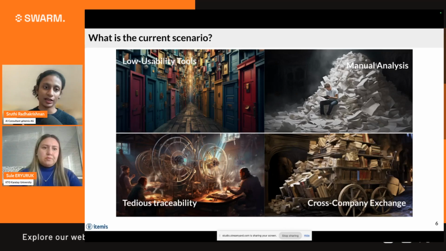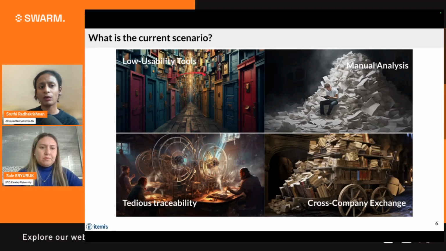So, how the current scenario looks like, even though traceability has been there for a long time, we have very low usability tools which are not adaptable to enforce or give an edge of using these traceability systems altogether. And there involves a lot of manual analysis. Basically, if you heard the talk yesterday by Capgemini, there involves a lot of documents coming from different stakeholders to put the traceability artifacts together. That obviously makes the process really tedious.